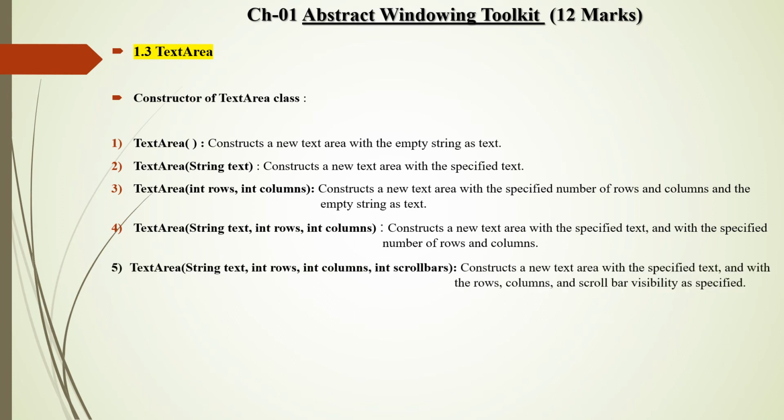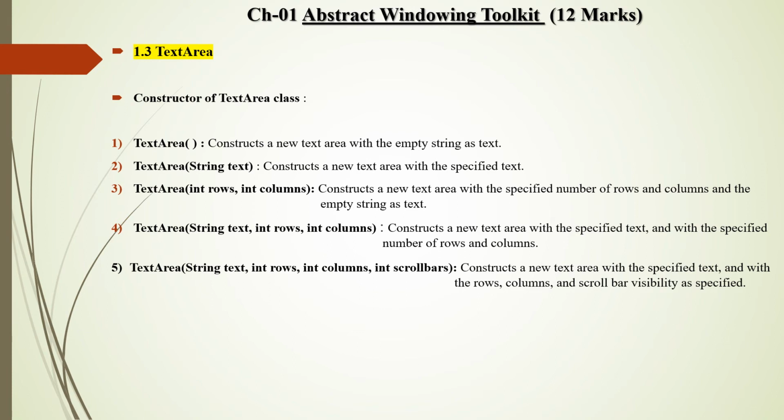Last constructor, TextArea(String text, int rows, int columns, int scrollbars). So this constructor has four parameters, which creates a new text area with the specified text, specified rows, specified columns, and scroll bar visibility as specified.